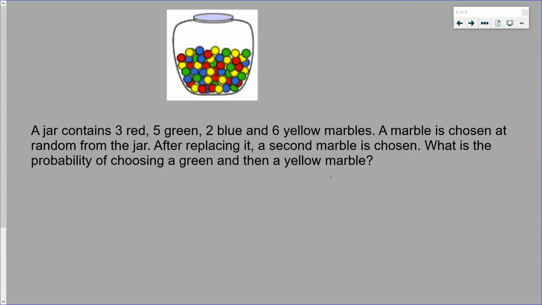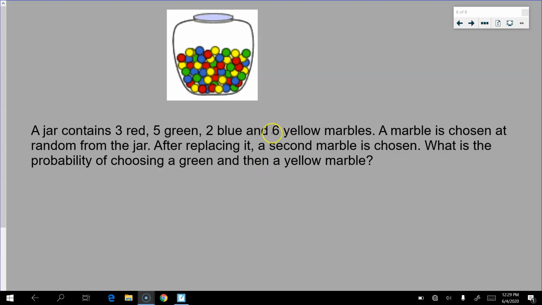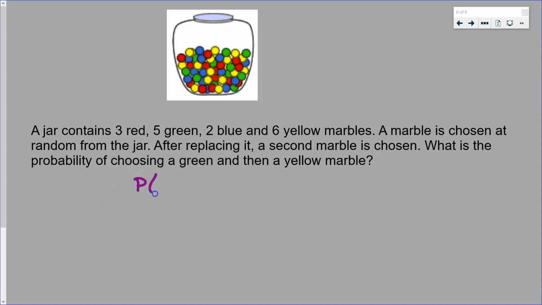All right, here we go. Okay, so let's add them up first. So we've got 6, 7, 8, 11. We've got 16 marbles total. Again, my picture isn't representing these numbers, and it won't always. So, okay, probability of green, they're saying, and then a probability of drawing a yellow. So, green, they said there's 5, and I just said there's 16 total. Yellow, they're telling us there's 6 of the 16.